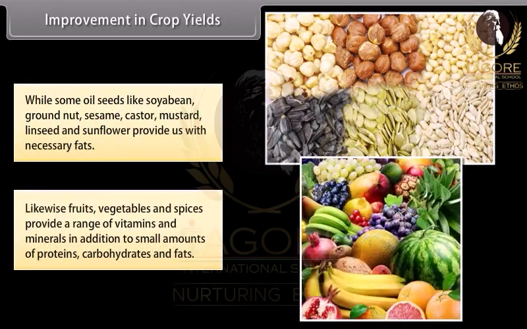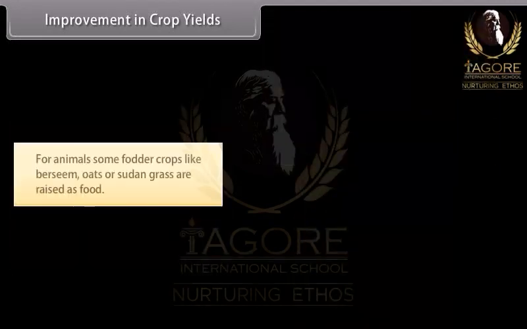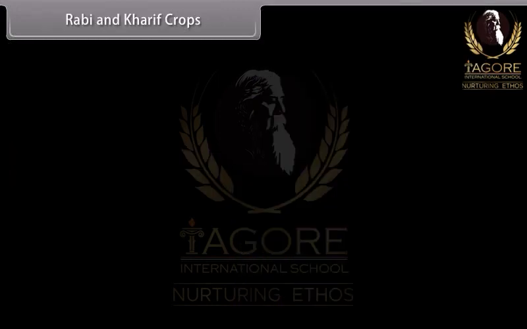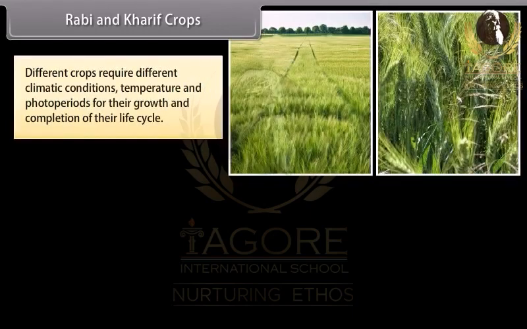Likewise, fruits, vegetables and spices provide a range of vitamins and minerals in addition to small amounts of proteins, carbohydrates and fats. For animals, some fodder crops like berseem, oats or Sudan grass are raised as food. Rabi and Kharif crops. Do you know that different crops require different climatic conditions, temperature and photoperiods for their growth and completion of their life cycle?